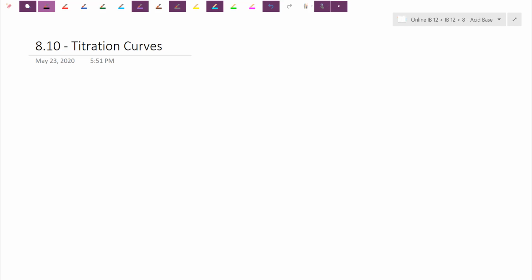Morning, everyone. So yesterday we had a look at hydrolysis. Essentially, we mainly focused on salts, especially soluble ones. They would get dissociated by water.